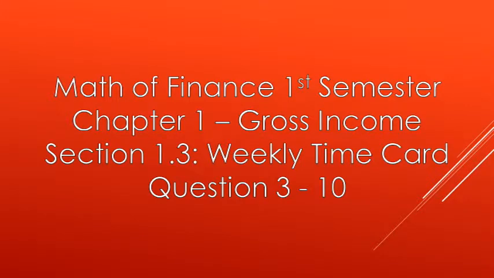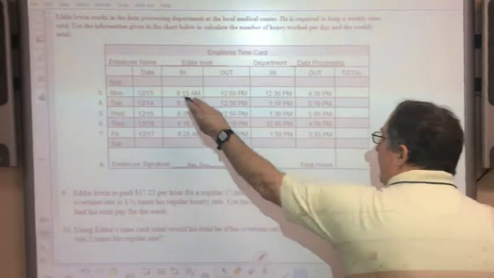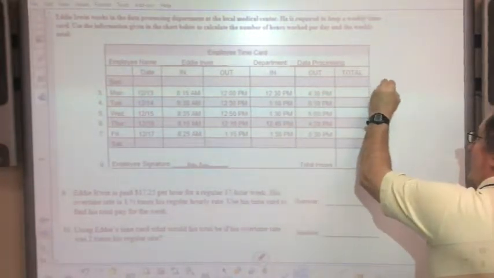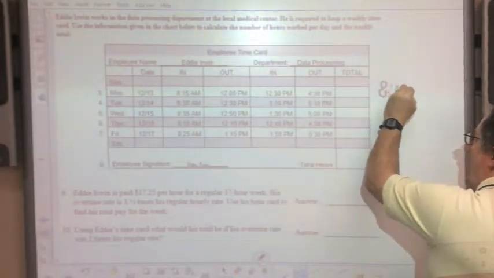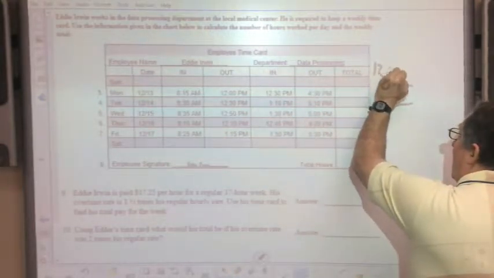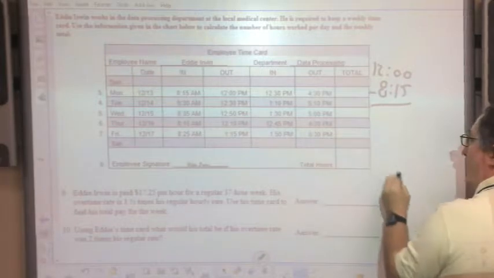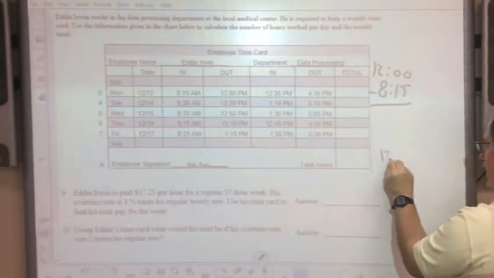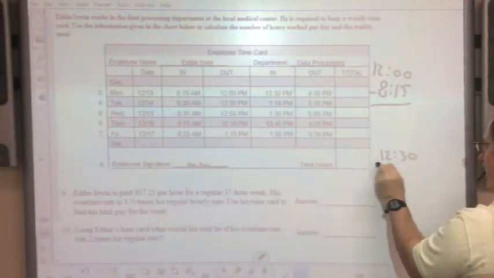Okay, we're talking Chapter 1, Section 1.3, Weekly Time Card. This is actually a group question, questions 3 through 10. So we have to figure out how much we work for the week, which means we have to figure out how much we work per day. Remember, start time goes on the bottom, end time goes on top.